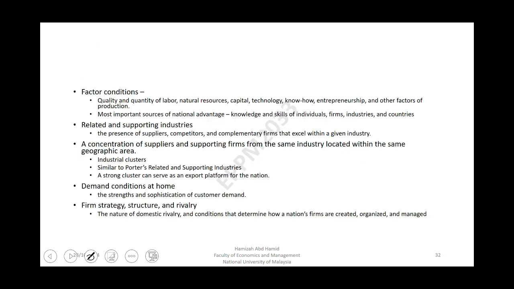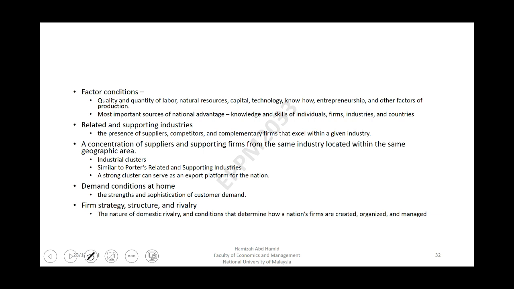Factor conditions refer to quality and quantity of labour, natural resources, capital, any uniqueness of the firm within a specific industry. It can also be factor conditions of that geographical area where the firm is working in. So this is the most important source of national advantage.